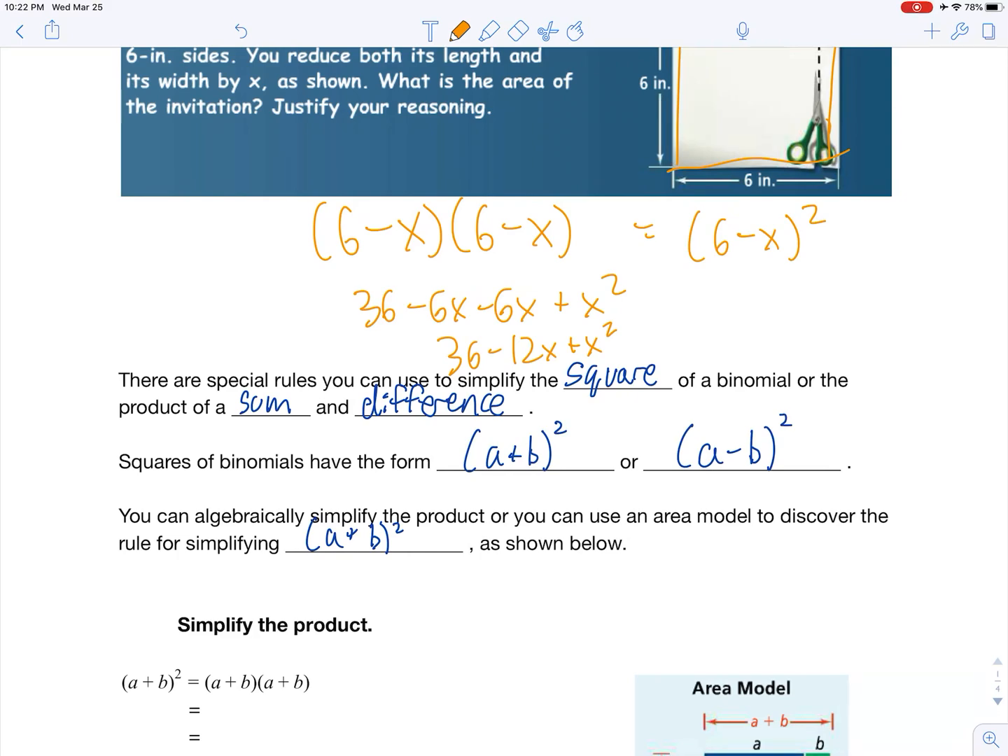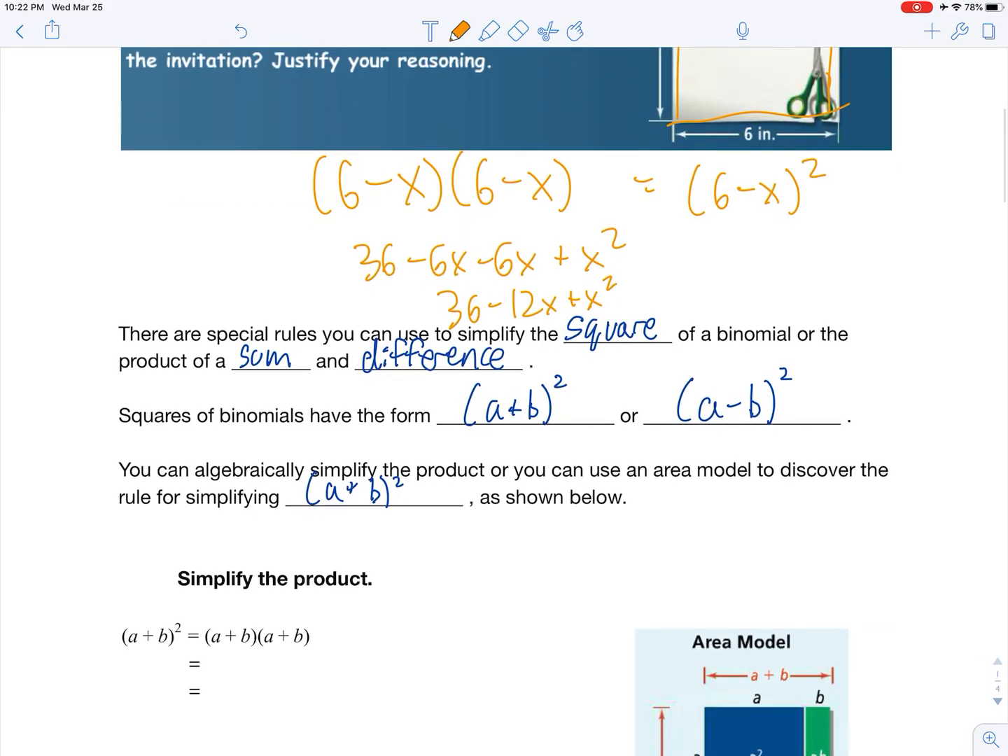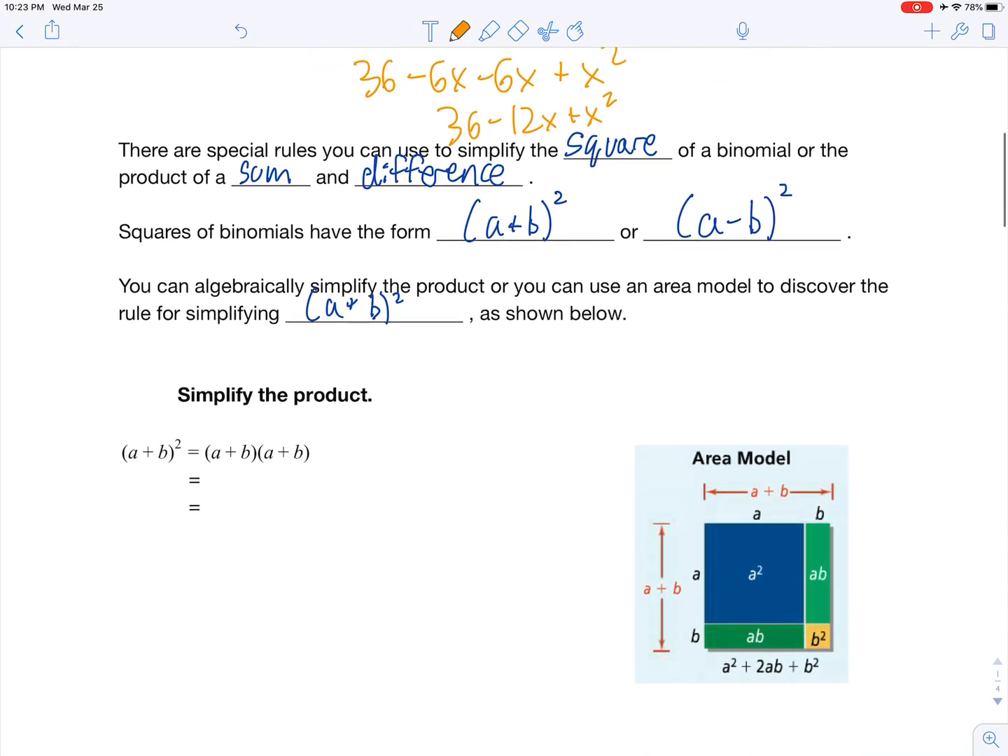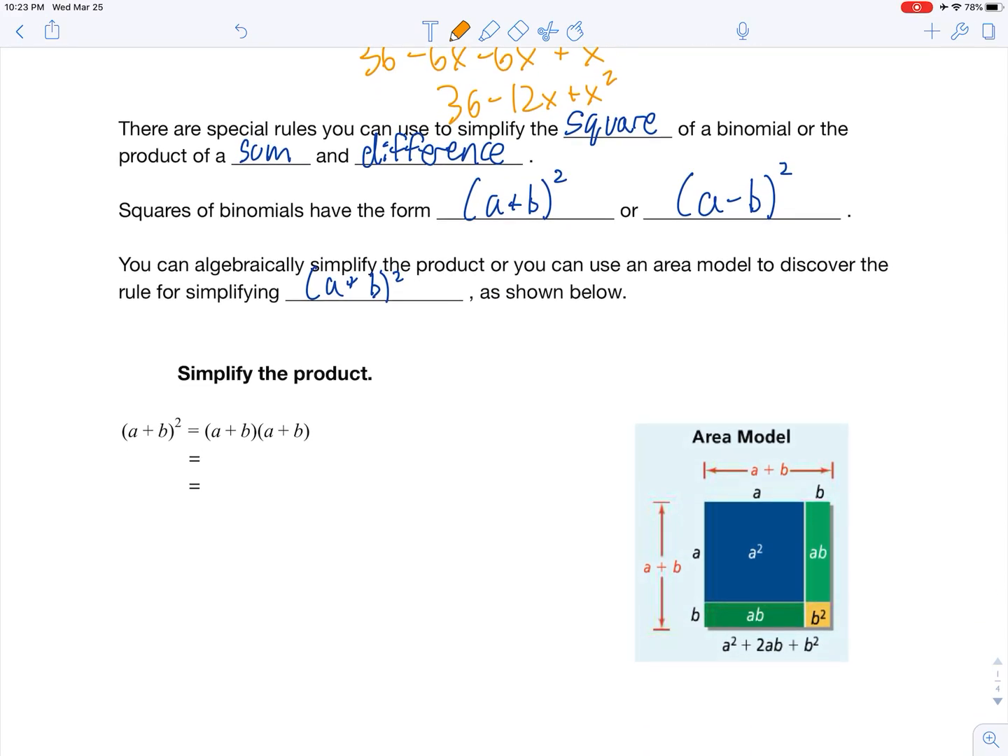So squares of binomials are in the form a plus b quantity squared or a minus b quantity squared, a lot like our first example. And that means we can algebraically simplify the product, or you can use an area model to discover the rule for simplifying a plus b squared as shown below. So this is really just like saying we could have used the methods from last section to solve the same problem.